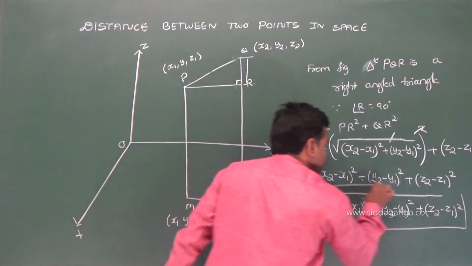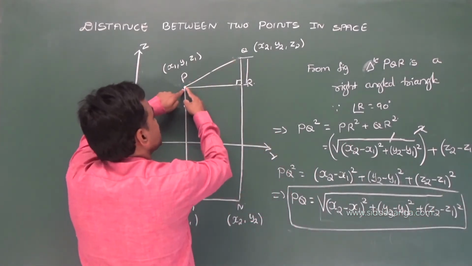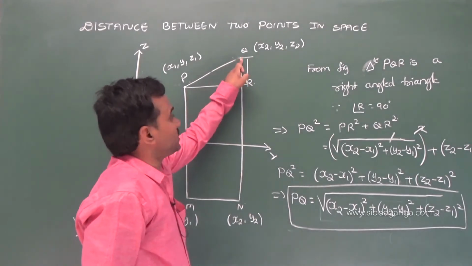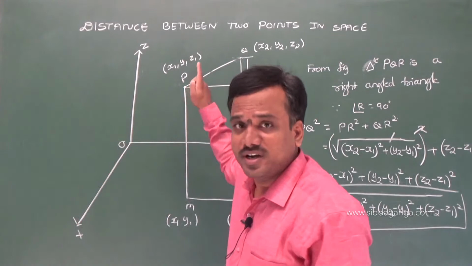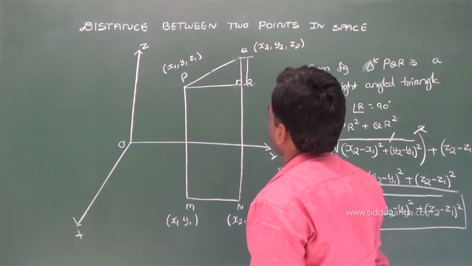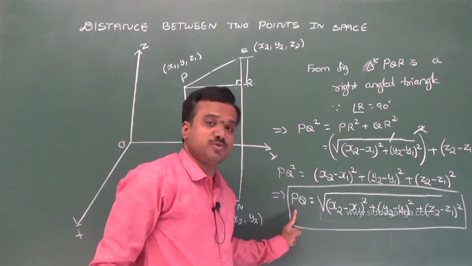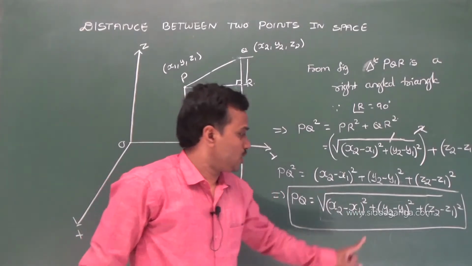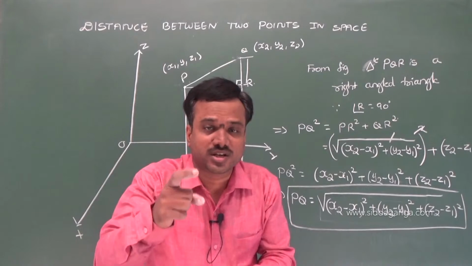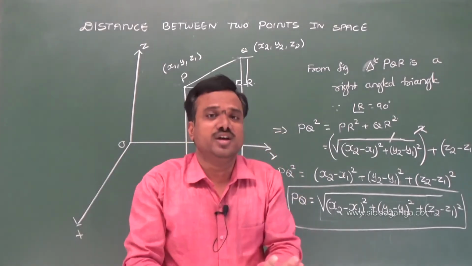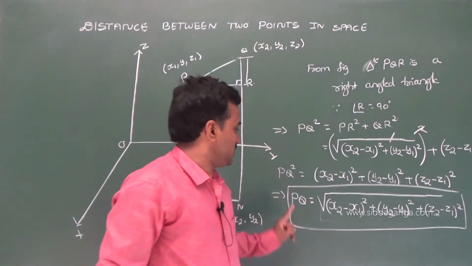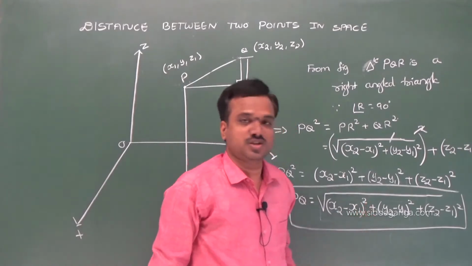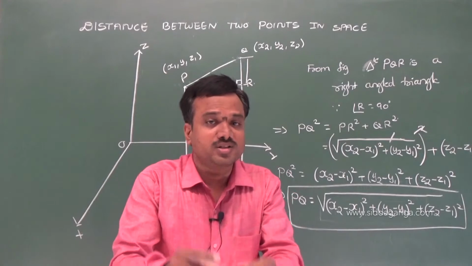So PQ from the figure, observe, PQ means the distance between 2 points in space. Correct? Observe the diagram carefully. PQ is nothing but the distance between 2 points in space. The formula is: distance between 2 points in space is given by square root of x2 minus x1 whole square plus y2 minus y1 whole square plus z2 minus z1 whole square. This is a very important derivation. It may be asked for 5 marks in the annual examination.